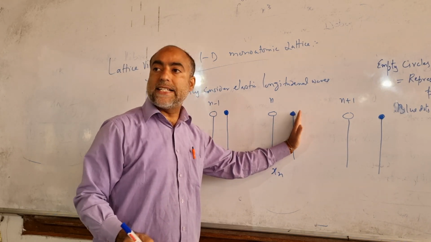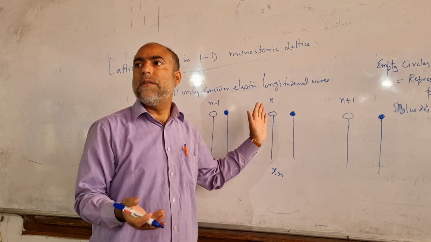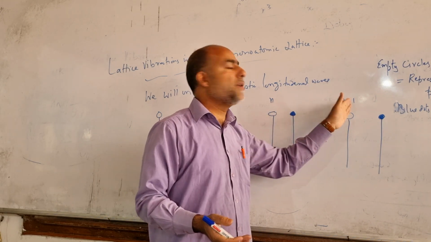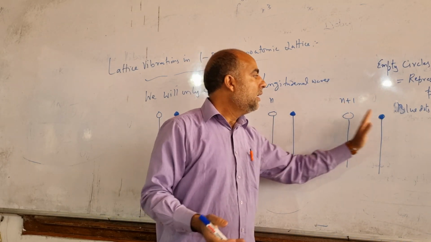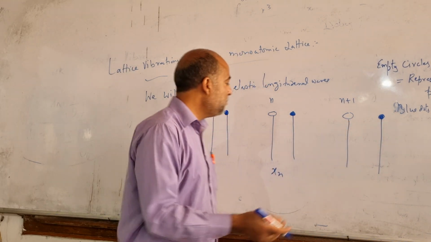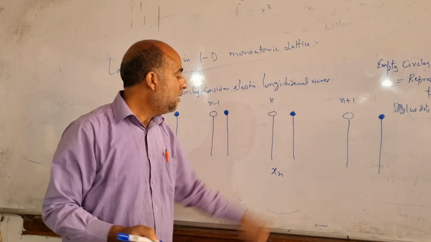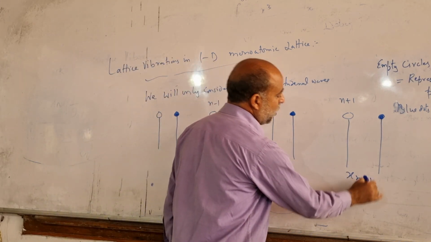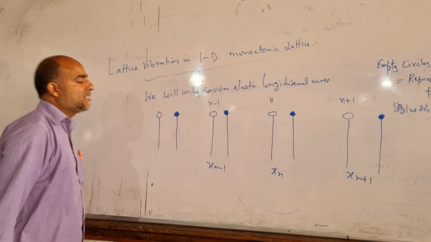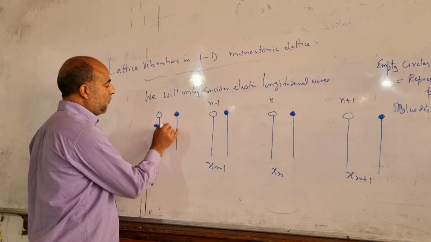It is displaced to this position, and again it comes back to its original position. That is how oscillating particles behave. This is the n plus 1 particle. If n is 1, 1 plus 1 is 2, this is the second particle. So this is the displacement, to what extent it will get displaced. This is the equilibrium position. Xn is the displacement of the nth particle from its equilibrium position. Xn plus 1 is the displacement of the n plus 1 particle. Xn minus 1 is the displacement of the n minus 1 particle.